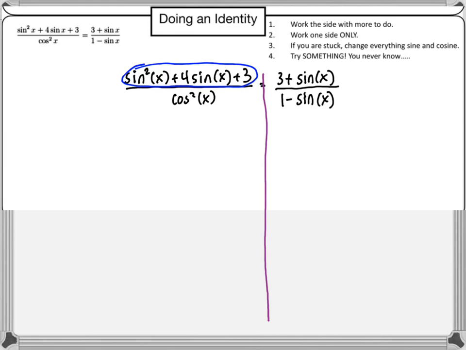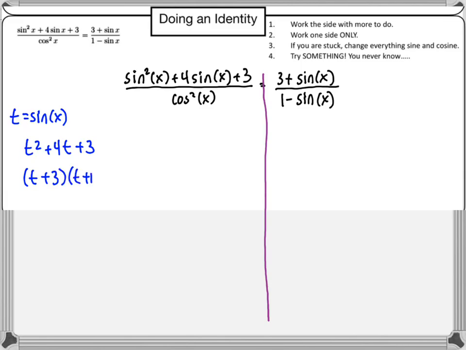And so if I look at this part right here, okay, and what can I do with that? It looks an awful lot like if I were to substitute out, let t equal sine x, I can go ahead and put t squared plus 4t, but not 4t, haha, like that, and factor it out, okay? So after I factor that out, I need two numbers that are going to multiply to 3 and add to 4, so I get t plus 3, t plus 1.